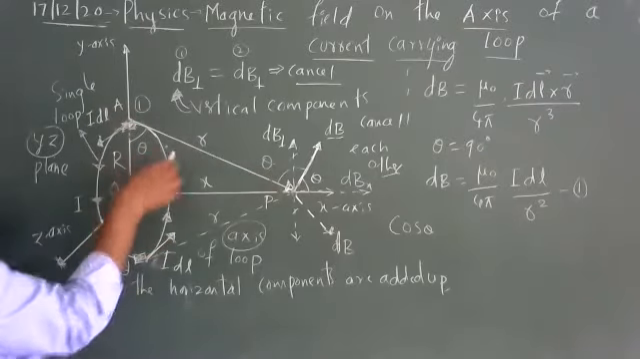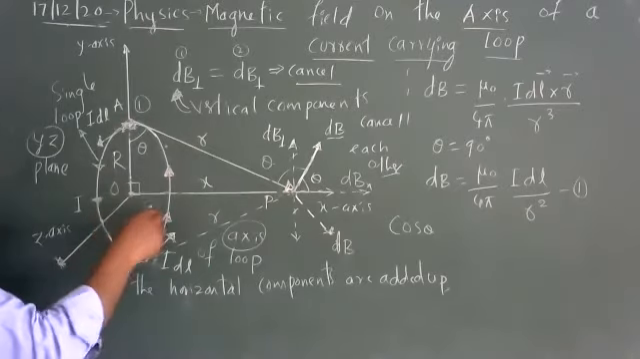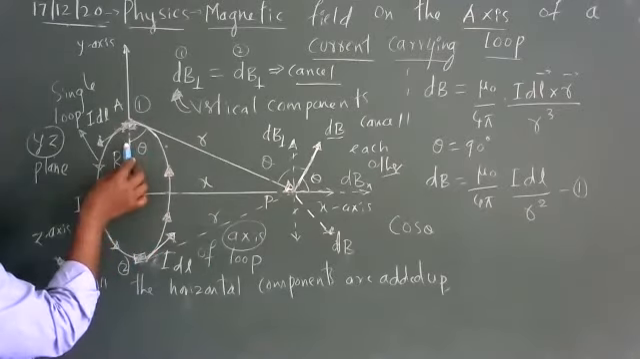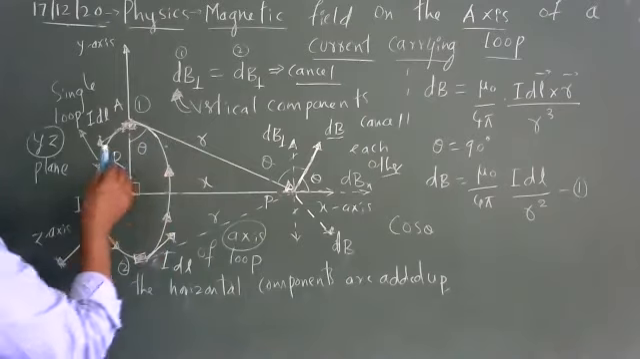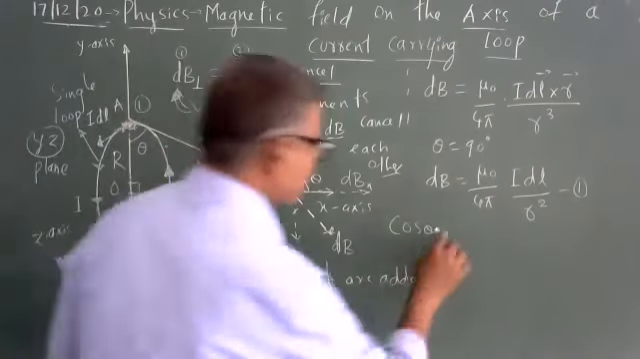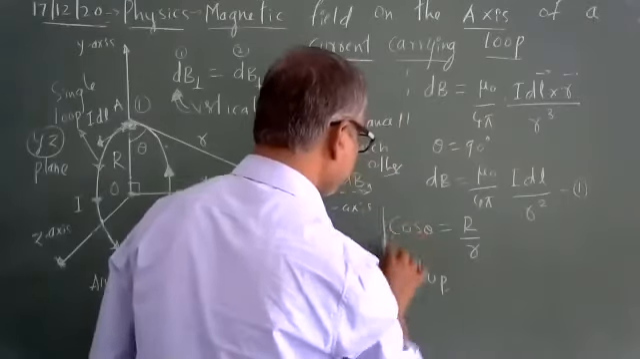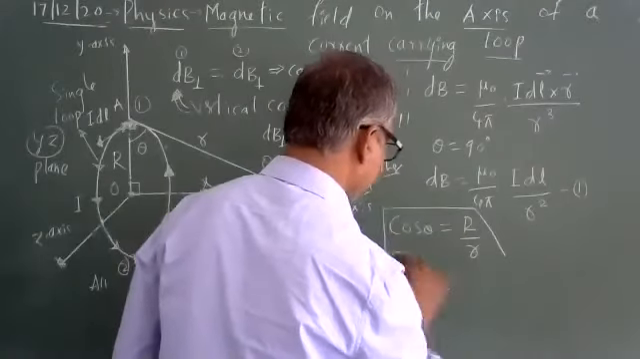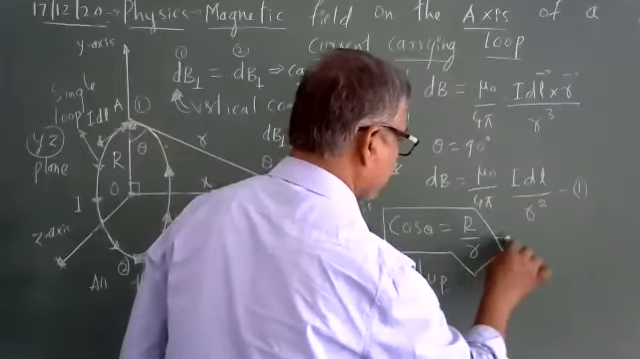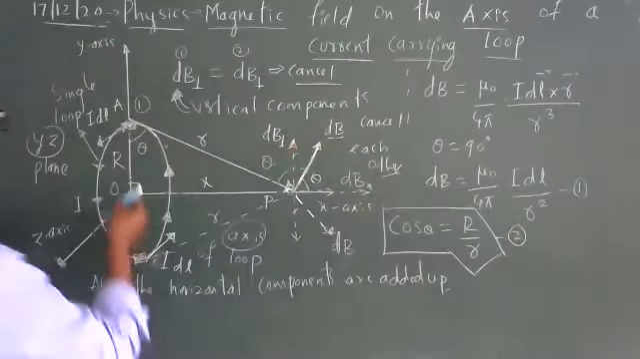So if I consider the right angle triangle here, cos theta is adjacent upon hypotenuse. What is adjacent? Capital R upon small r. Cos theta is equal to R upon small r. This is a key, the next key to the learning process. Call it equation 2. So let me cross check.